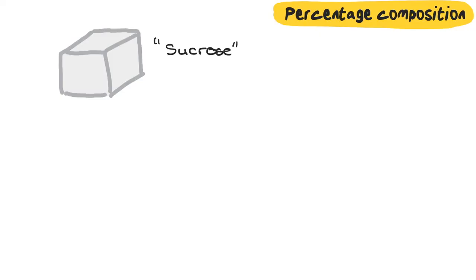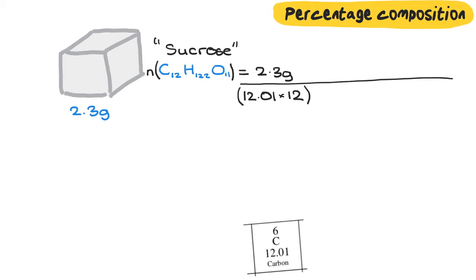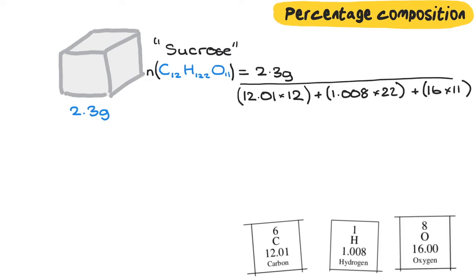Previously, you calculated the number of carbon atoms in a cube of sucrose, that is C12H22O11. For example, if the cube was 2.3 grams, we divided it by its molar mass, that's 12.01 times 12, plus 1.008 times 22, plus 16 times 11. This gives us 0.006719 moles of sugar per cube.